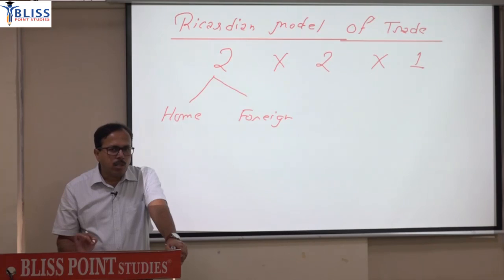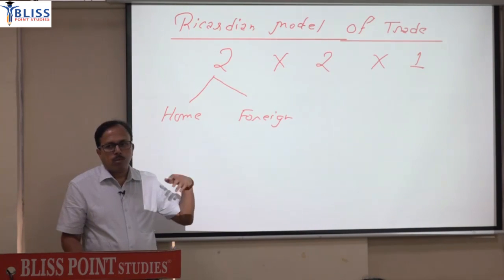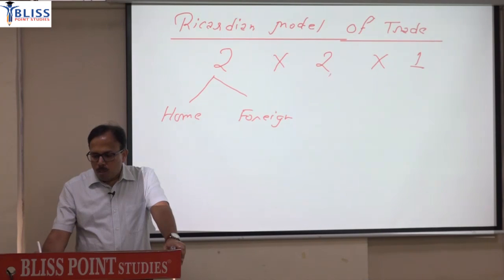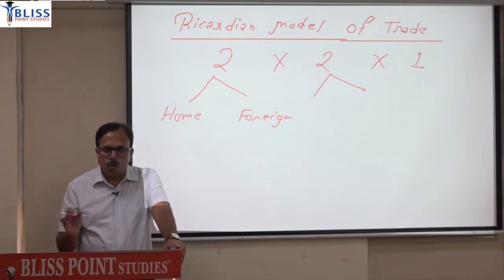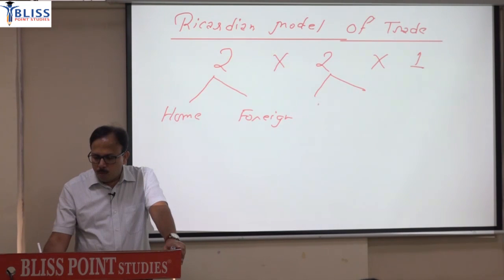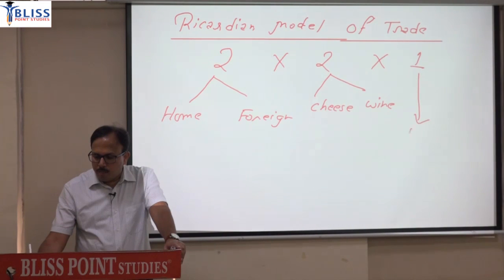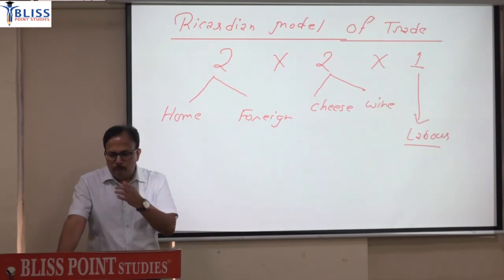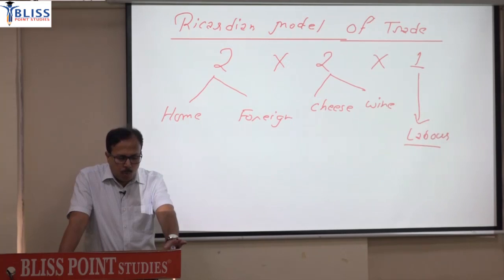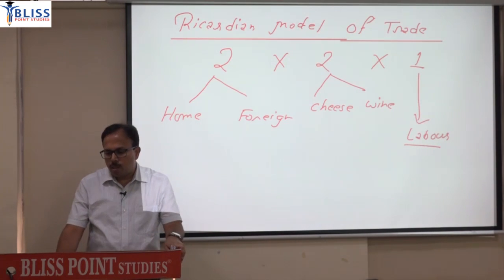If you are reading Salvatore, it is nation 1, nation 2. So two countries producing two products, you can call it good 1, good 2, or just name it. Suppose these two countries are producing two products, cheese and wine, or cloth and food. Anyway, by using one factor of production, and that factor is labor. Trade between two countries producing two products by using one factor of production, that is labor.